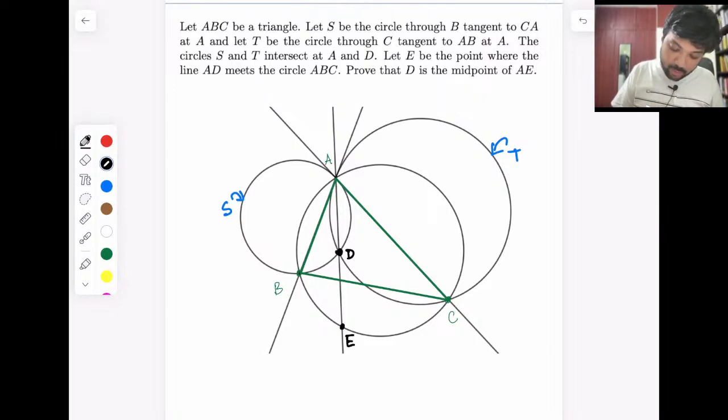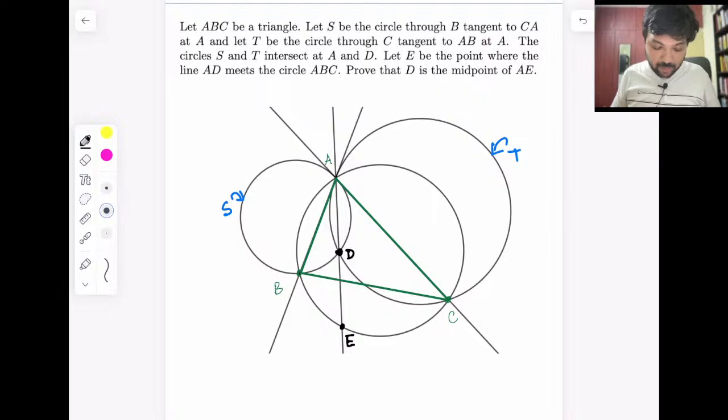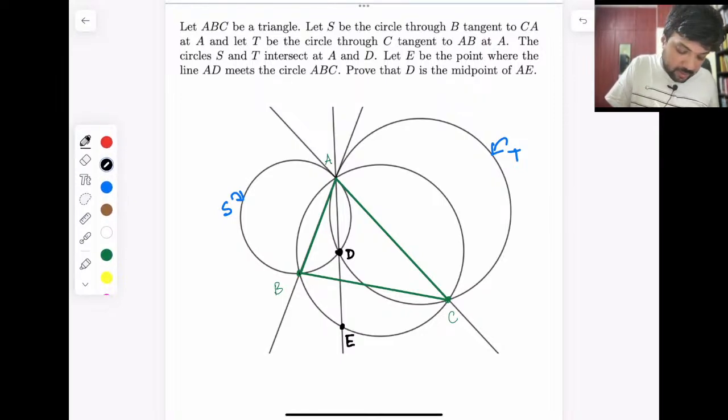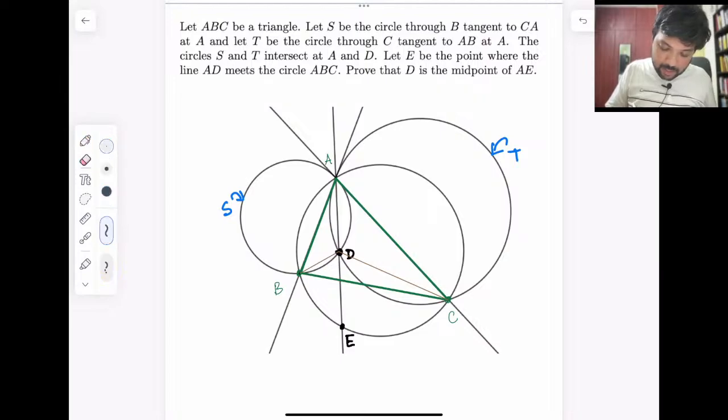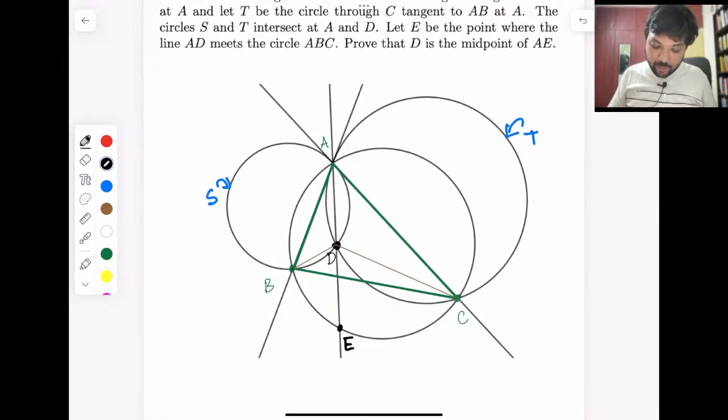Now you have to prove AD equals DE, and it looks like AD is equal to DE in the drawing. So what is the plan? Let me quickly explain my proof. My observation is the following. I want to construct: join BD and DC. Let's write it at the bottom because it doesn't obstruct our calculation. So we want to prove D is the midpoint of AE.